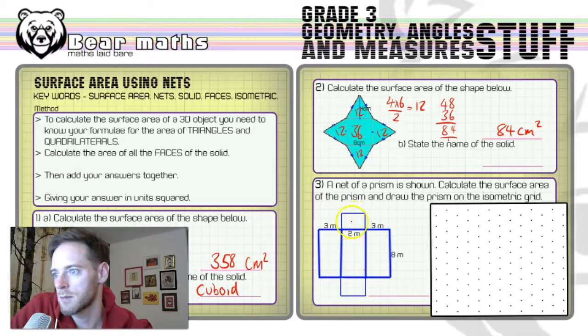Now this is the same as the first one. It's a cuboid, pretty quick one. You've got 3 multiplied by 8, 24. Another 24. This is going to be 3 by 2. So because that's 3, that's going to be 3. That's a 3, and that's a 2 there, so that's 6. And that's another 3 by 2, so that's 6. And then that's a 2 by 8, which is 16. So that's going to be 30, 60, 76.